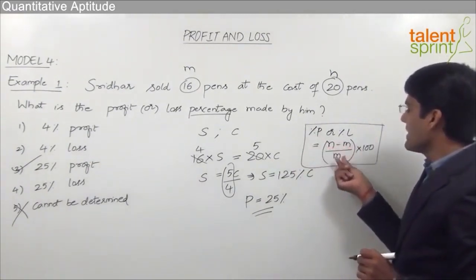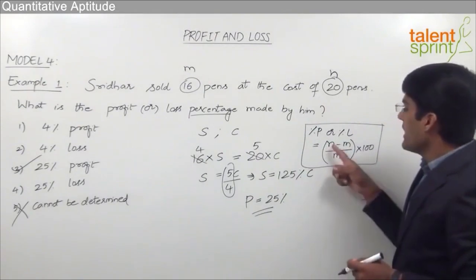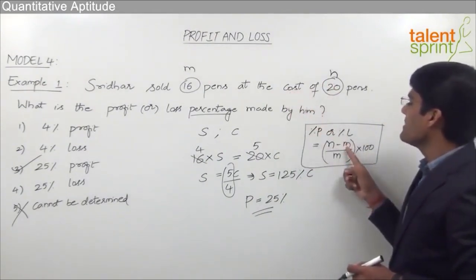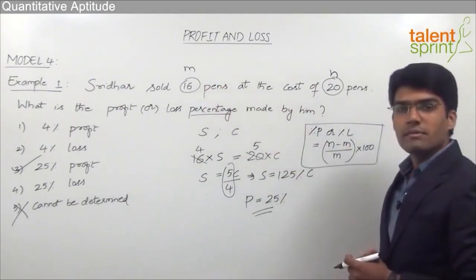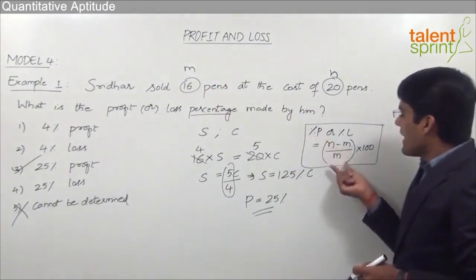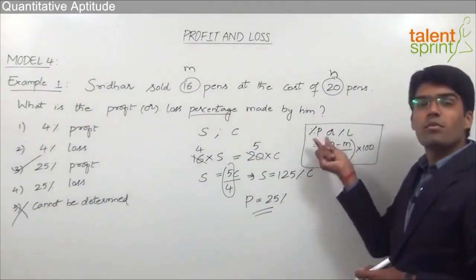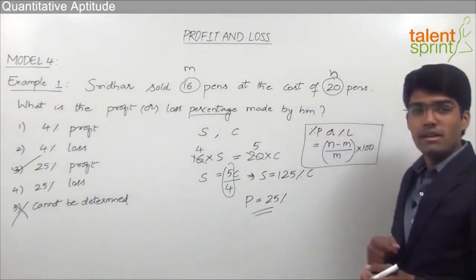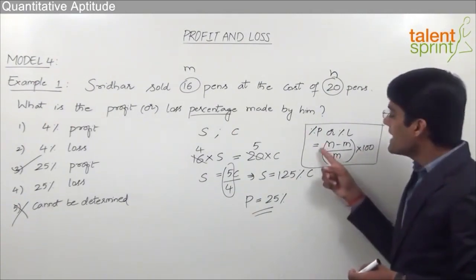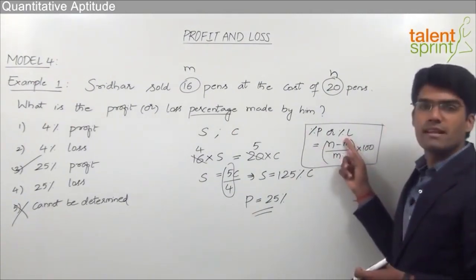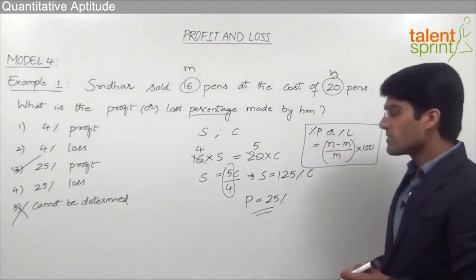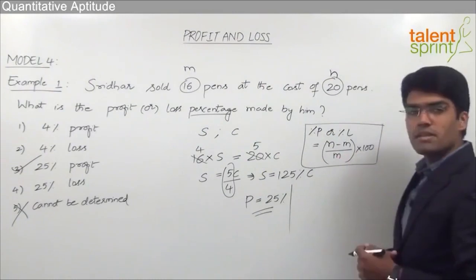That is (N minus M) by M into 100, where N is the quantity which is with respect to the cost price and M is the quantity with respect to the selling price. Now remember, how should we decide whether the value that we have got is a percentage profit or a percentage loss? That can be understood with the help of the sign that we get here. For example, if we get a negative answer, then this should be taken as a percentage loss. Otherwise, it should be taken as percentage profit.